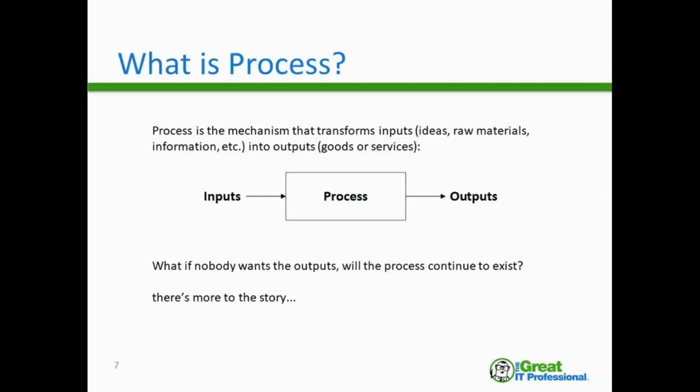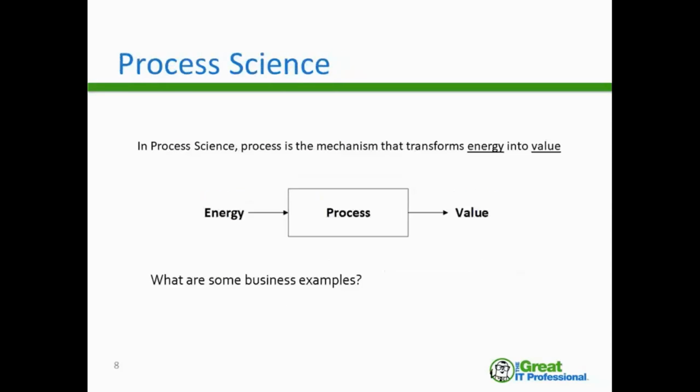Inputs going to outputs. If nobody wants the outputs, then the process is not going to have any engagement, and therefore it's not going to exist for that long. So you can't really define process that way. In the process science definition, process is qualified: energy of any type goes into the process and transforms into value. And value is just the difference between benefits and costs. So there has to be value creation occurring for a process to be sustained over time.